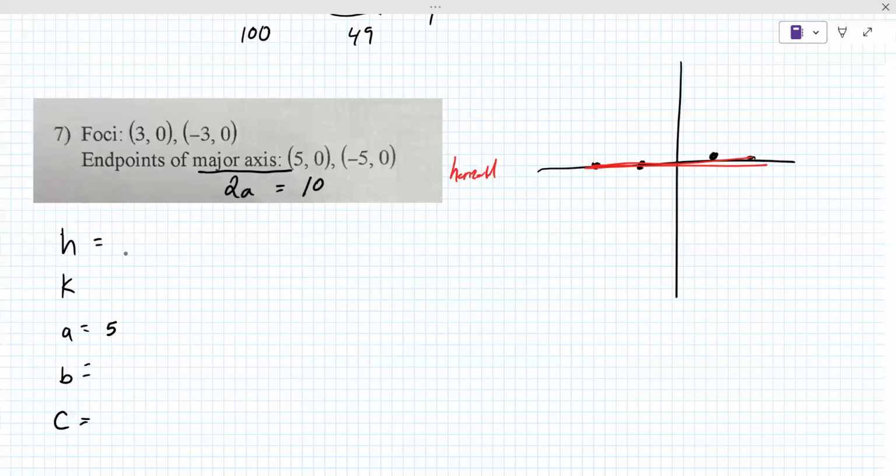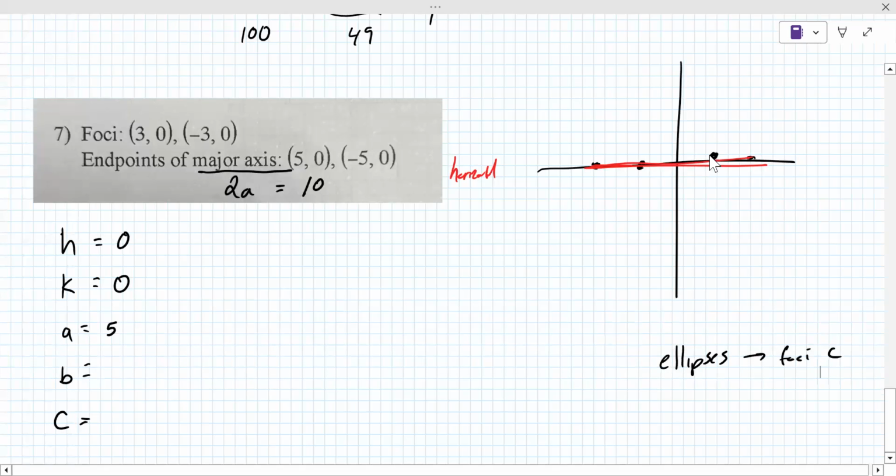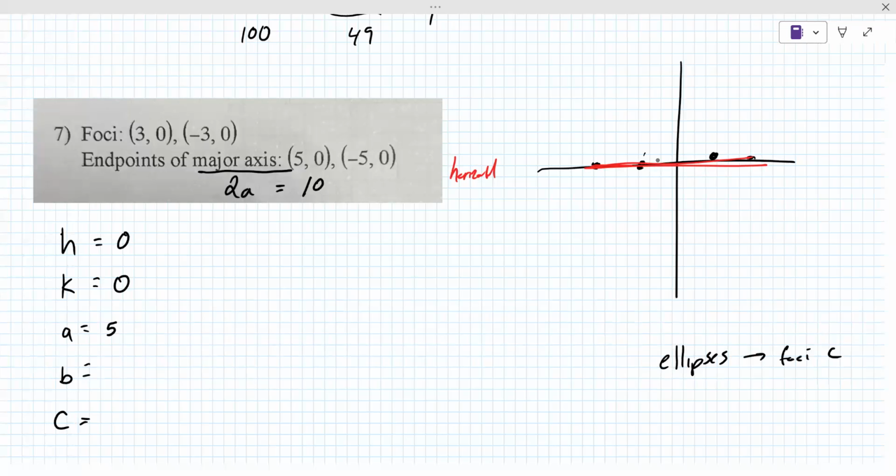H and K might be clear based on the symmetries around the origin. Hopefully you can see that H and K are 0. And then from this one, it comes down to the foci equation. The foci always come from C in ellipses. That's maybe a thing worth remembering: in ellipses, the foci come from the value of C. So basically, C is offset from the center position. This distance right here is C, and this distance right here is C.